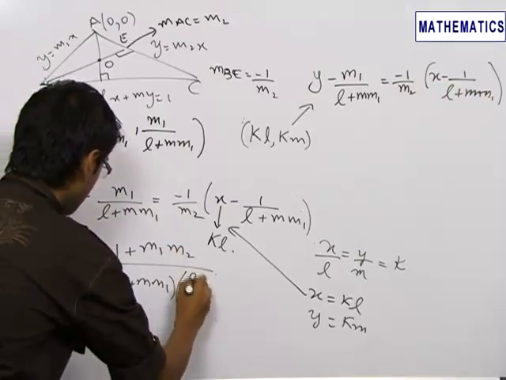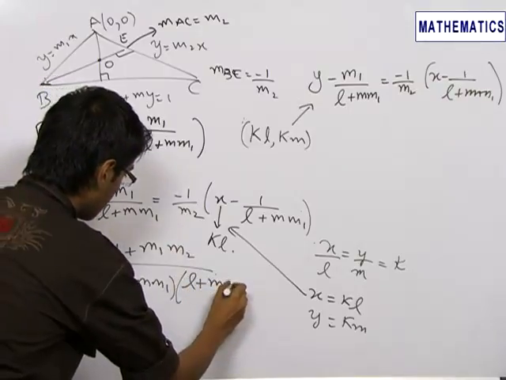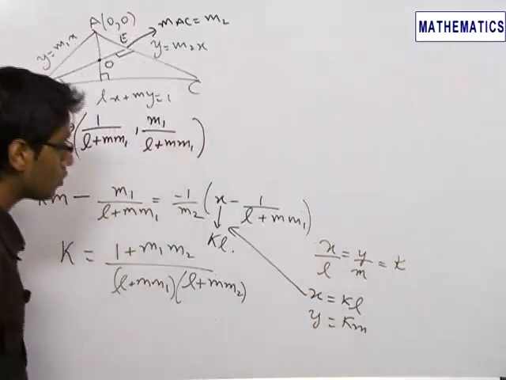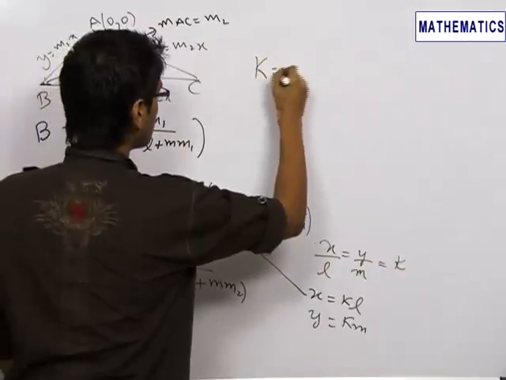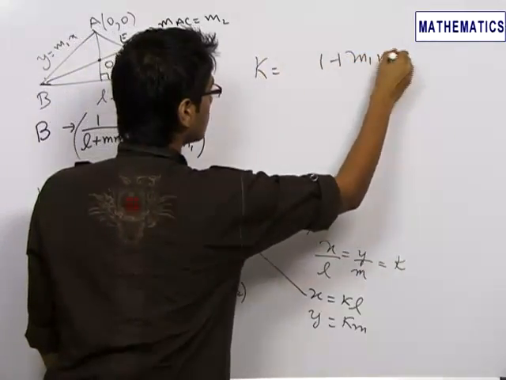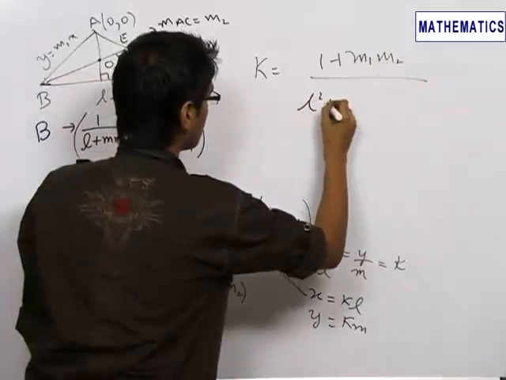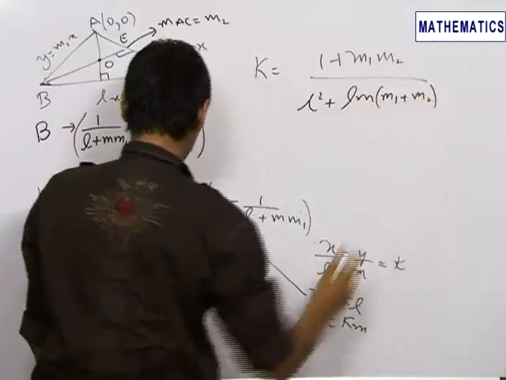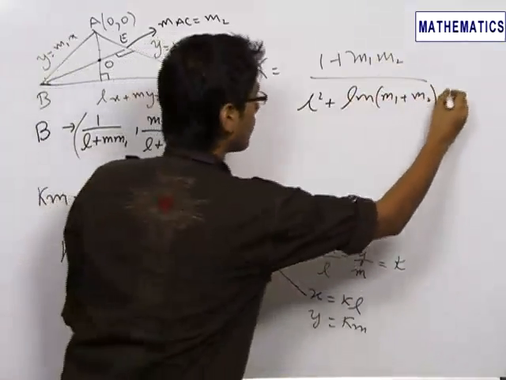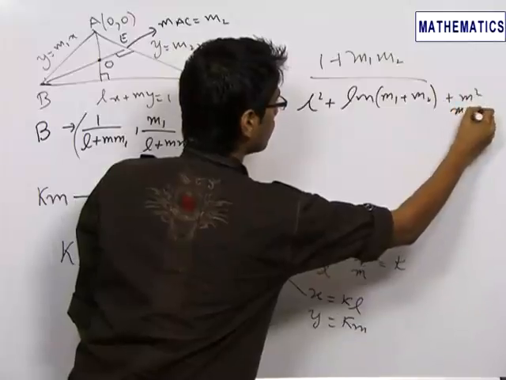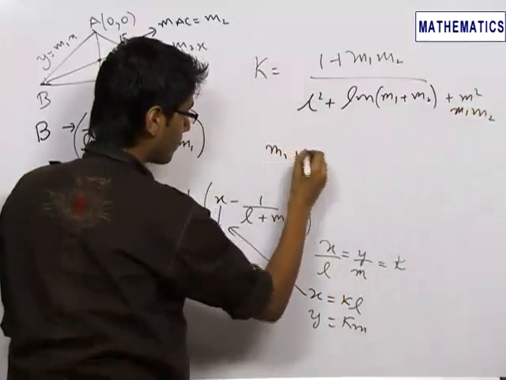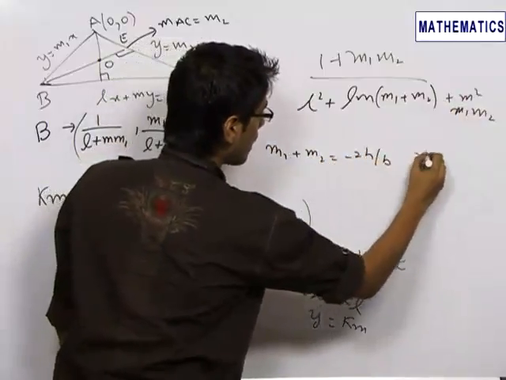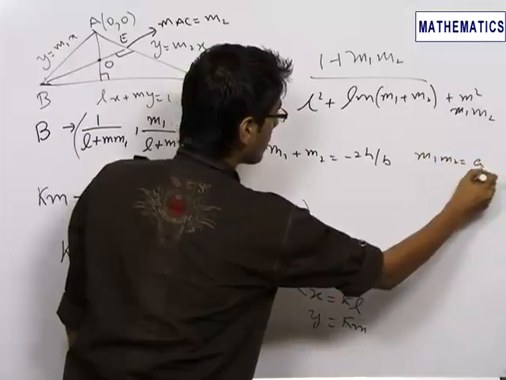into L plus mm2. Now we just need to put in the values of m1 plus m2 and m1 m2. We know k is equal to 1 plus m1 m2 upon L square plus Lm times m1 plus m2 plus m square m1 m2, and we know that m1 plus m2 was equal to minus 2h upon b and m1 m2 was equal to a upon b.